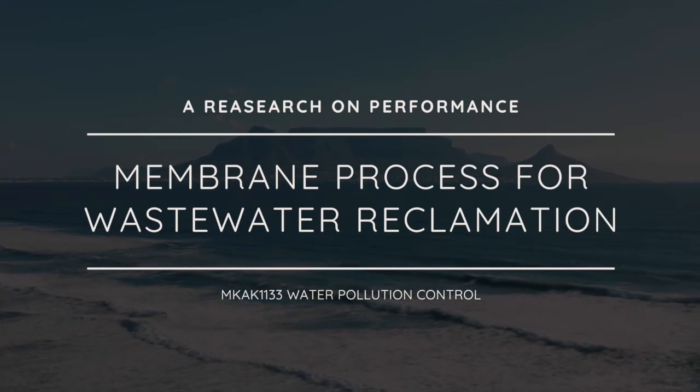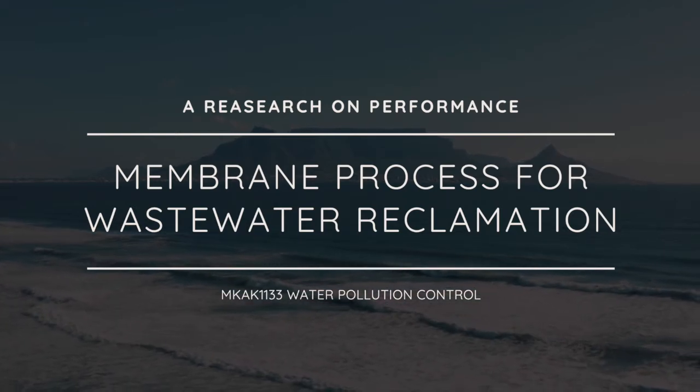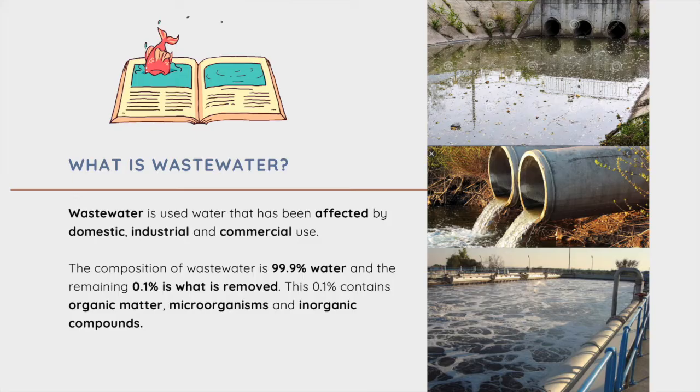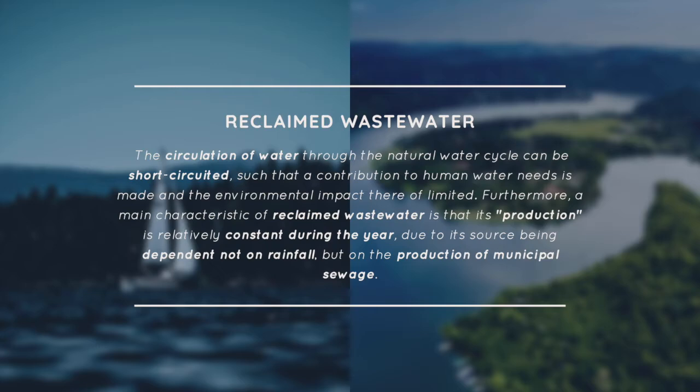In this video, I'm going to explain about the membrane process for wastewater reclamation. What is wastewater? Wastewater is used water that has been affected by domestic, industrial, and commercial use. The composition of wastewater is 99.9% water and the remaining 0.1% is what is removed. This 0.1% contains organic matter, microorganisms, and inorganic compounds. As clean water is needed globally, we need to treat the wastewater.